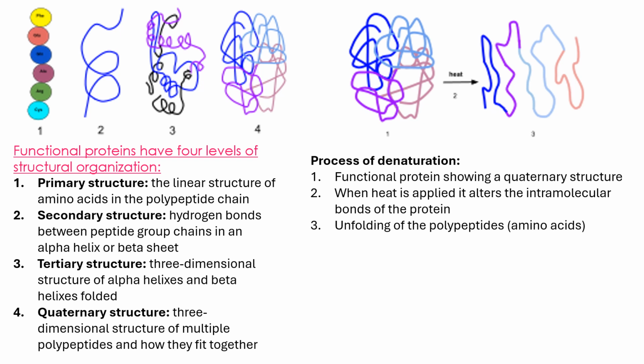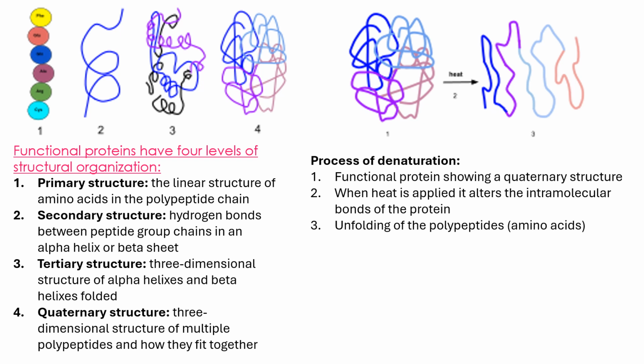So tertiary structure is a higher form of sophistication than primary, which is just a linear structure of amino acids in the polypeptide. Secondary structure has hydrogen bonds. Tertiary has alpha helix and beta pleated sheet folded. Quaternary structure is the three-dimensional structure of multiple polypeptides and how they fit together, way more sophisticated than primary, secondary and tertiary.